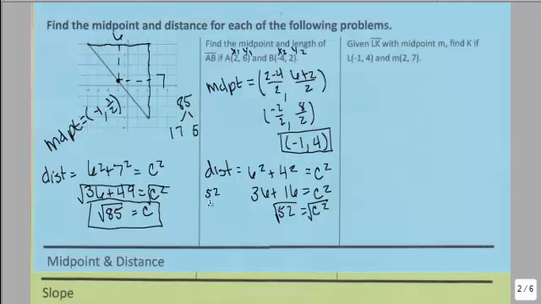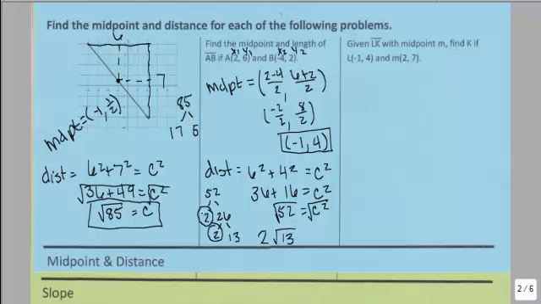So 52 is 2 and 26. 26 is 2 and 13. And you see how we have 2 2's? That means that they can come out of the square root, because what that really is, 2 times 2 is 4. The square root of 4 is 2. So a 2 could come out of there. So this 2 will be on the outside, and the 13 will stay on the inside.